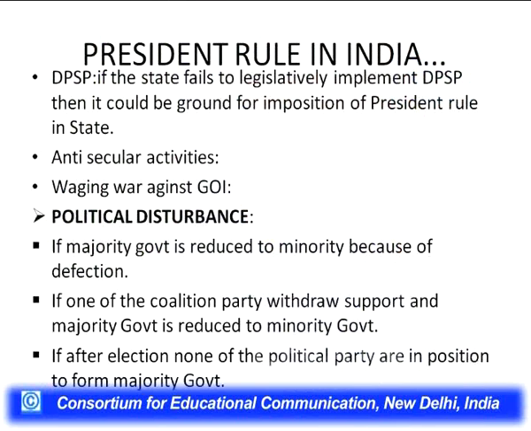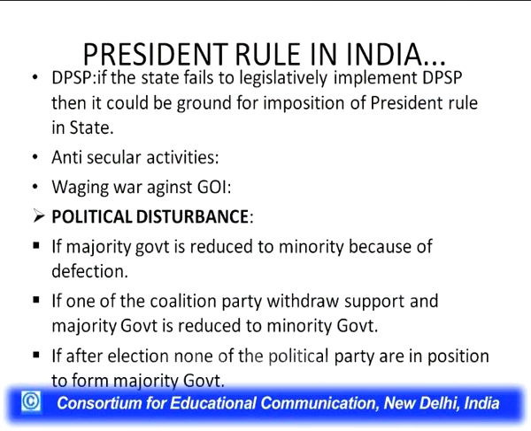So, in case of the reduction of the majority government to minority government on account of the defections may be one of the grounds for presuming that it is a case of the political disturbance, and on the basis of which the president may be justified to impose the president's rule under Article 356 of the Constitution.